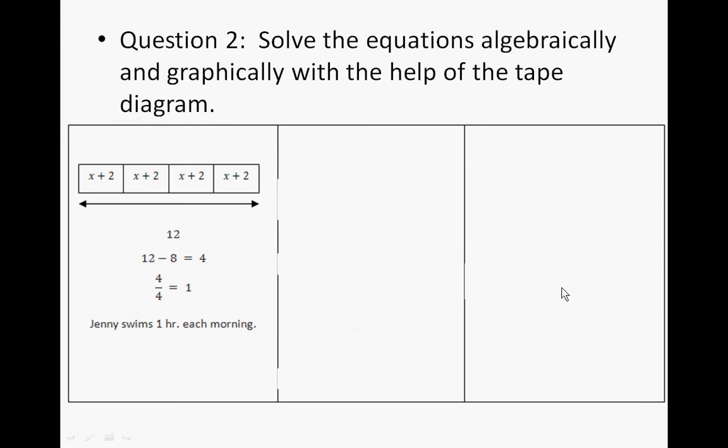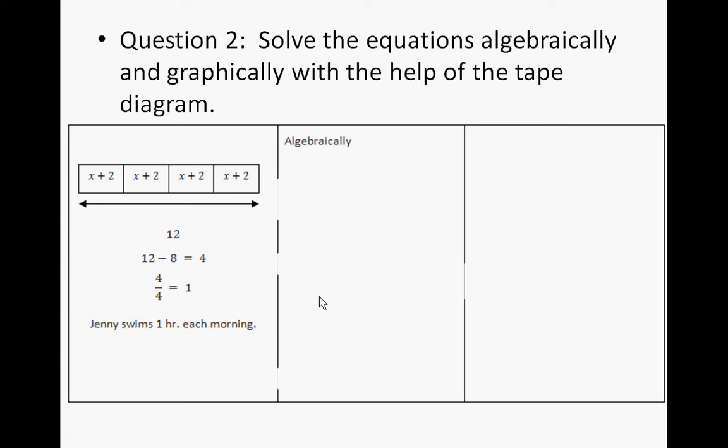So question 2, solving the equations algebraically and graphically with the help of a tape diagram. So our tape diagram should look similar to this. We should have 4 boxes, each with x plus 2 in them, and the whole thing equals 12. So if we're going to do this numerically, 12 minus 8, because we have 2, 4, 6, 8, is equal to 4, and 4 divided by 4 is 1. So Jenny is swimming 1 hour each morning.